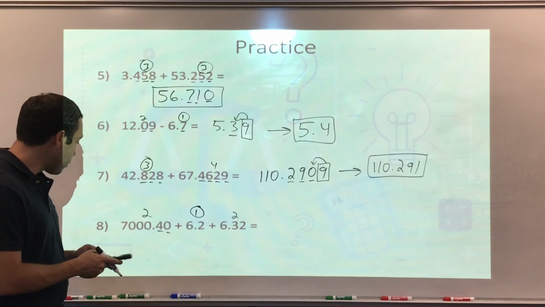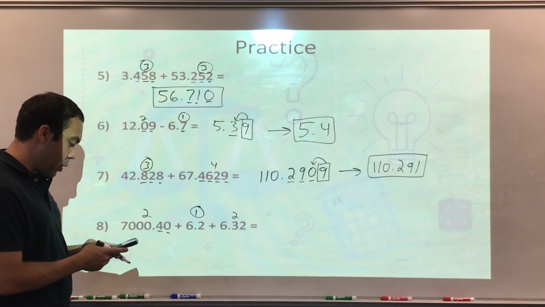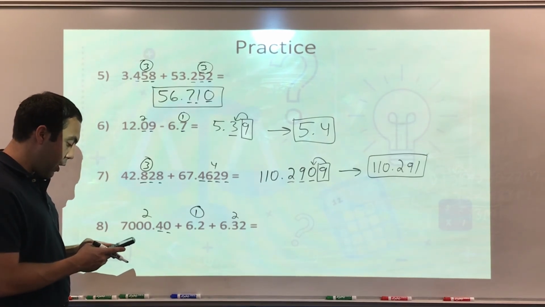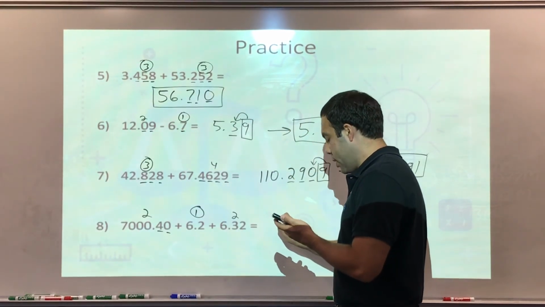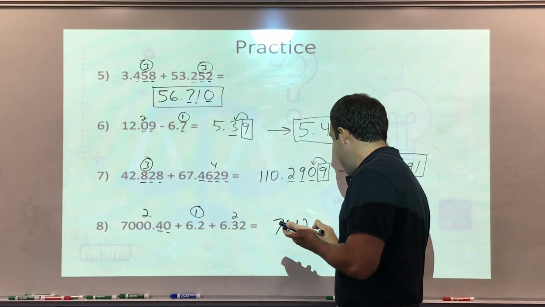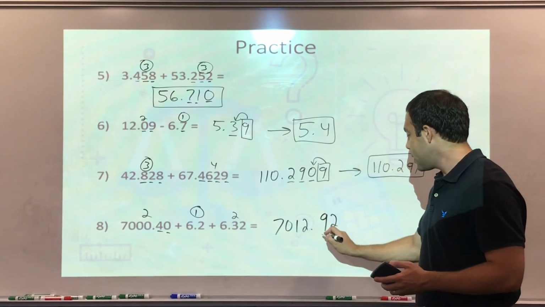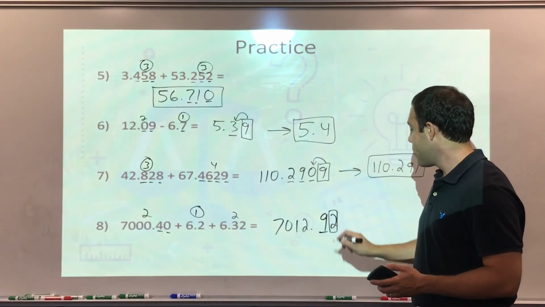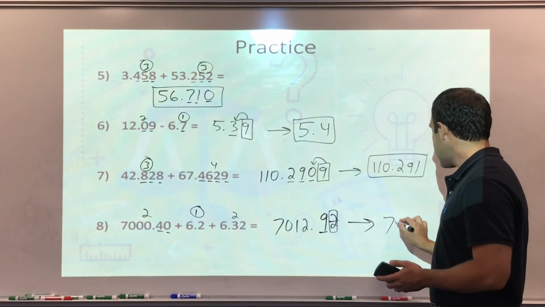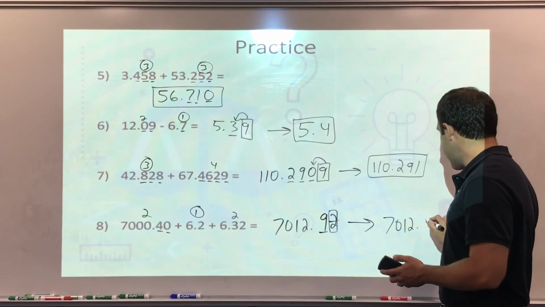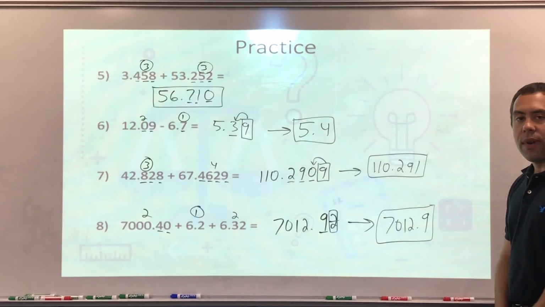Step 2 is the same. We add all the numbers together, 7,000.40 plus 6.2 plus 6.32. Write down every number that comes out of the calculator. That'll be 7,012.92. One decimal place. Box off the 2. 2 is lower than 5, so we round down. Our final answer, 7,012.9, is our final answer.